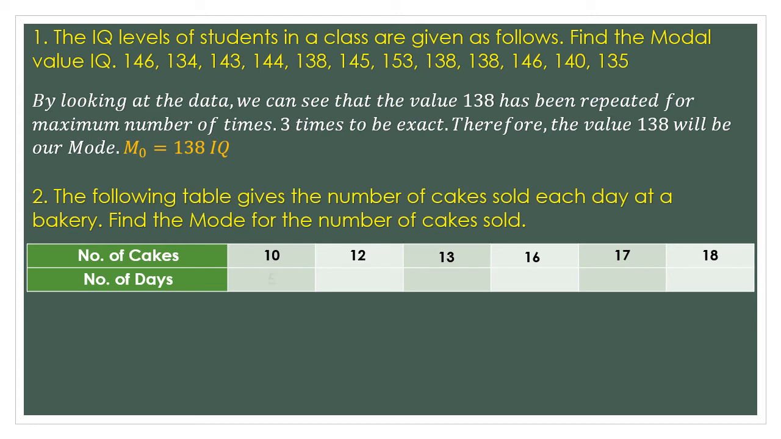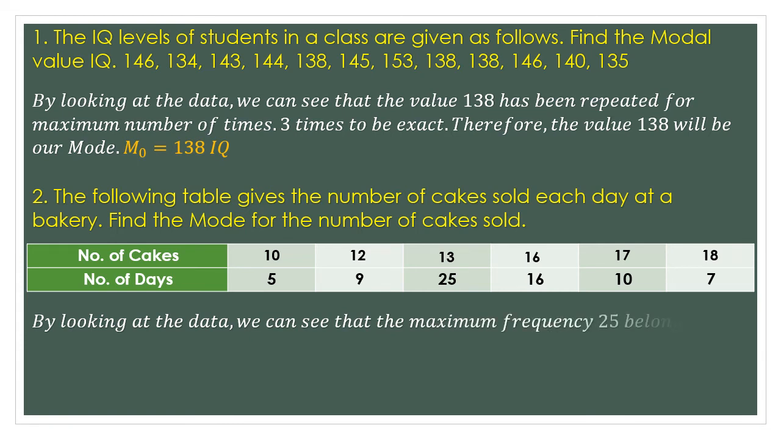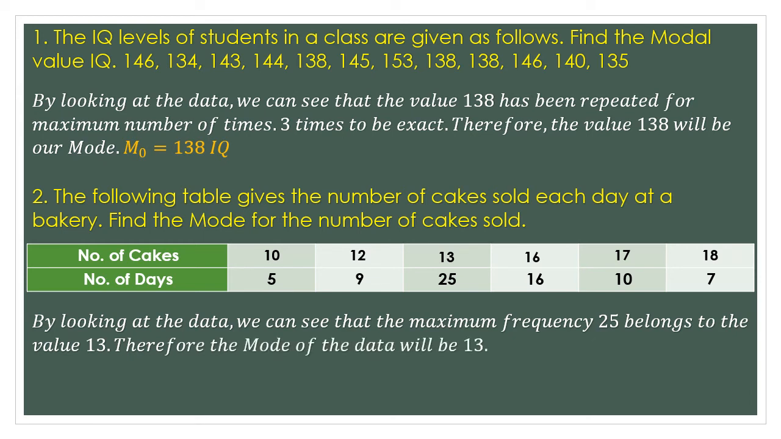Okay, this is a discrete data. Once again, it is very easy. I don't even have to think much. I just have to check the number which is maximum, and the value opposite to that number will be my mode. Now as you can see from the observation here, 25 is the highest frequency, and the value opposite to 25 is 13. Therefore the modal number of cakes sold is 13, and that means the mode value is 13. Okay, so that was the end of the first 2 questions. Quite easy, right? Let's move on to the next one.